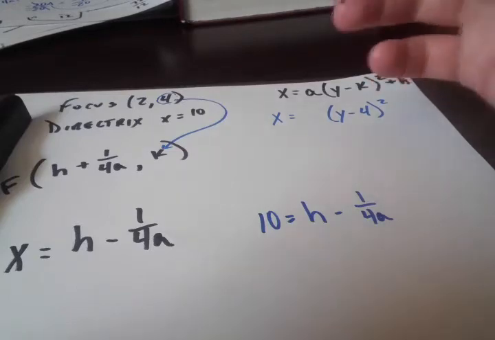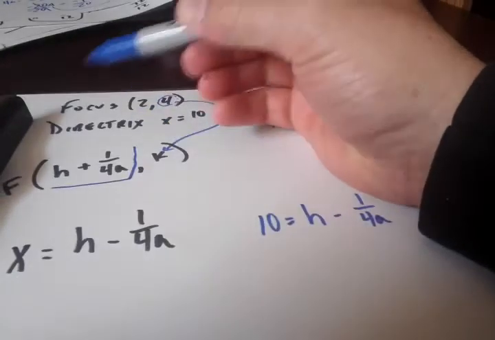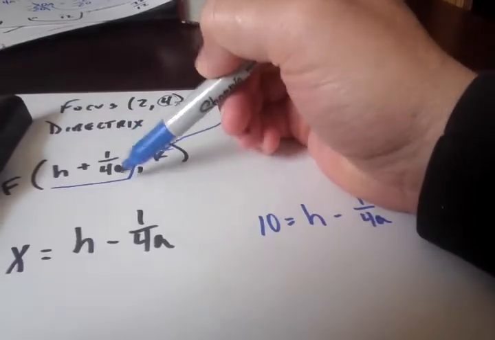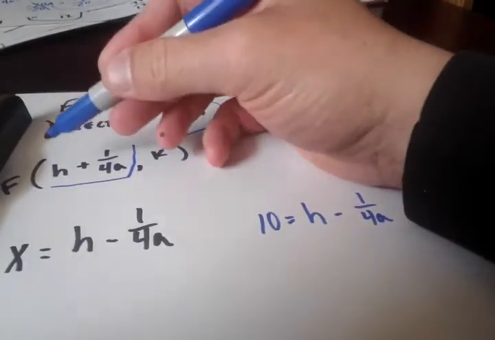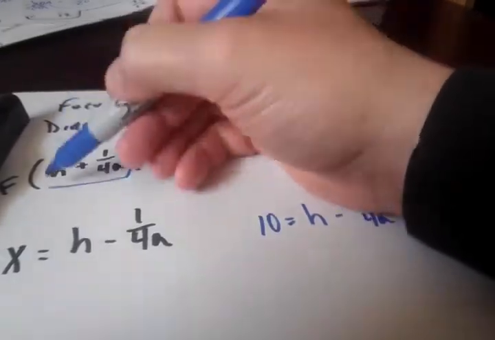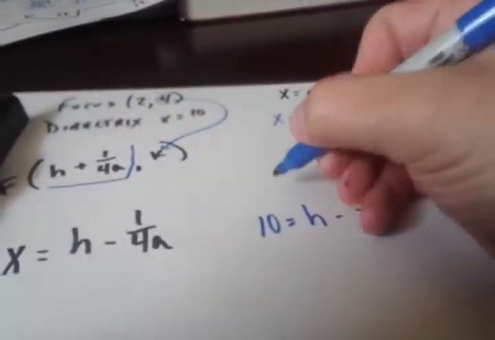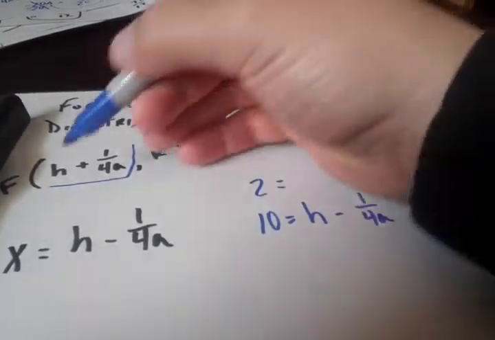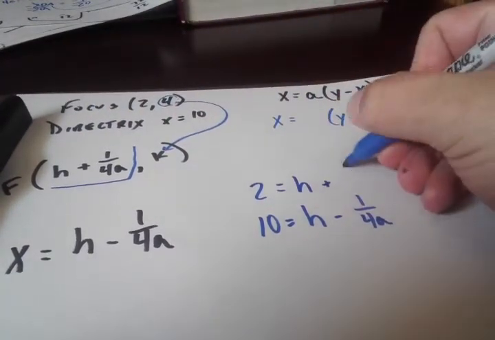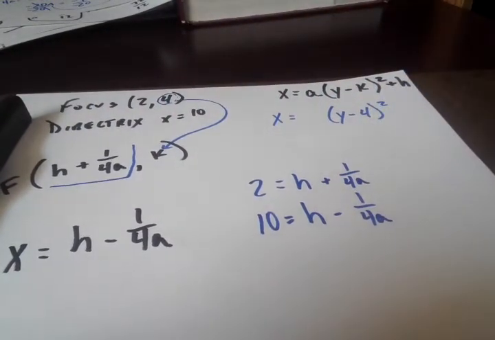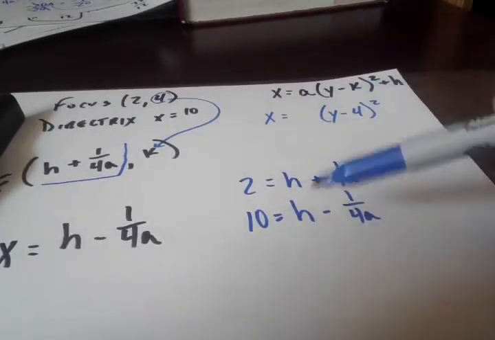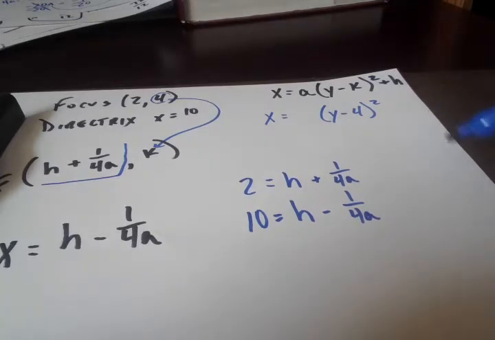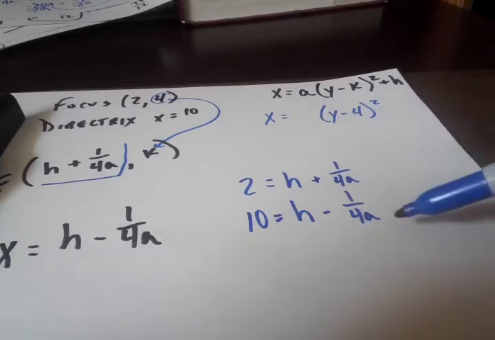So let's go to the focus part, right? Let's look at the focus here. Look, see how this is h plus 1 over 4a? We know what this actually equals, right? It's equal to 2. They told us that it's 2 comma 4 for the focus. This is the formula, so I'm going to say 2 equals h plus 1 over 4a. And if you remember, this is a system now because we have an h and an a and two equations. So what we could do is graph this on a coordinate plane, which would be a pain in our neck to do.